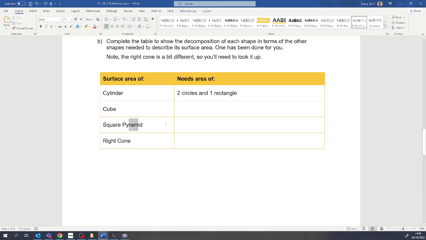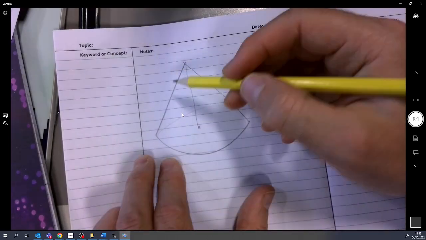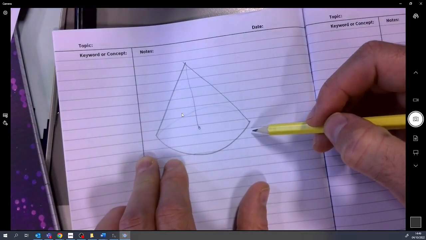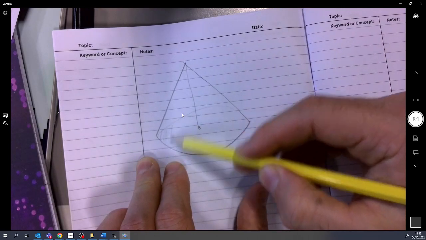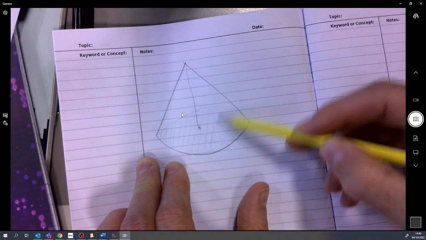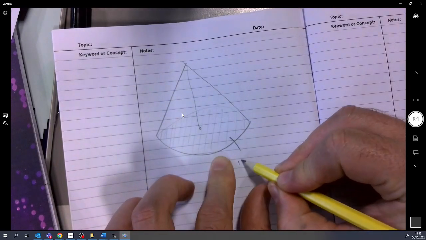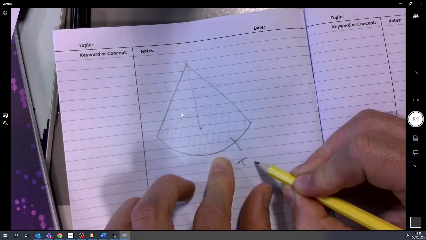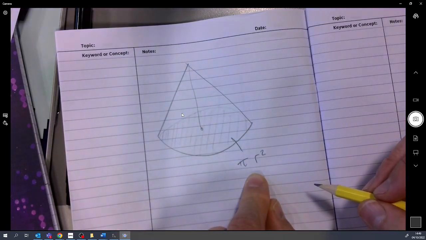So let's go through this one. This is the hardest one here. The right cone, the surface area. So if we take a look, this is what the shape looks like. If we want the surface area, first of all, you've got the base. So I'm going to shade that in, this area, which is a circle, isn't it? So it's going to be pi times the radius squared, pi r squared, for the area of a circle. That's the base.